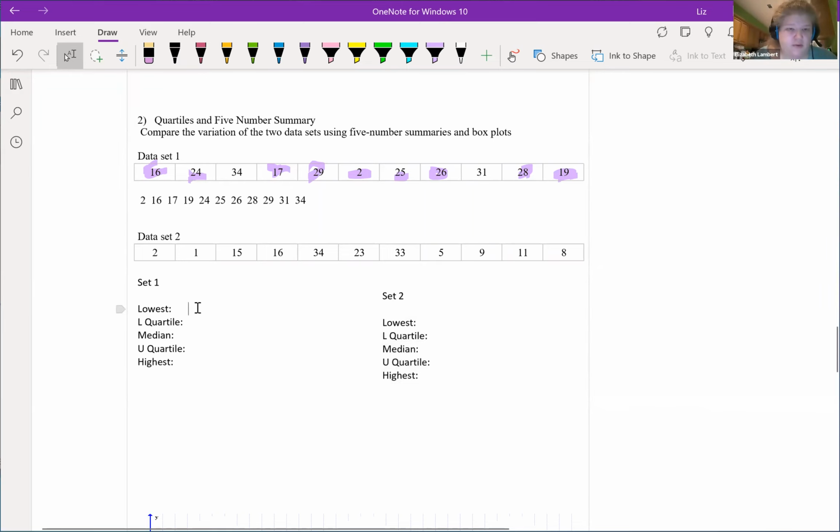So we can figure out set 1. My lowest value is 2. My highest one is 34. Why does this sound familiar? Because we've seen those values. Different problem though. All right, so 1, 2, 3, 4, 5, 2, 3, 4, 5, 11. Okay. The number 6 there is our median, 25.